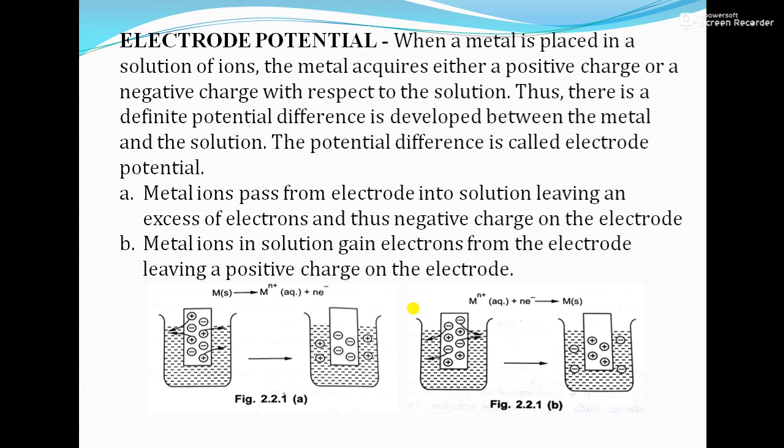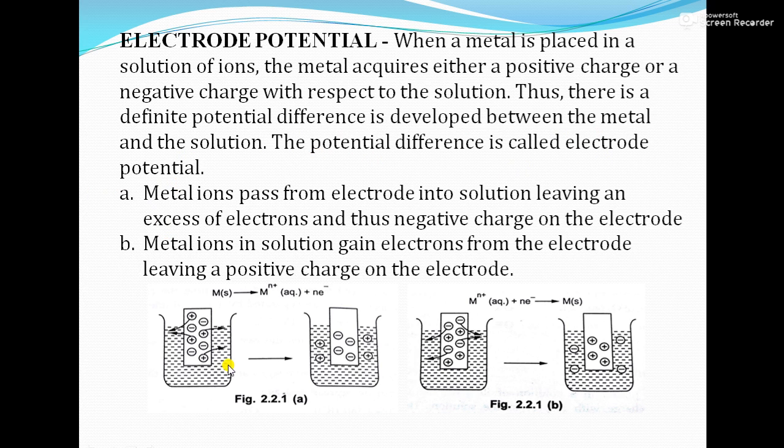Then next is electrode potential. Electrode potential is nothing but the electrical double layer generated at the surface between the metal and the solution. So you can see the definition. When a metal is placed in a solution of ions, the metal acquires either a positive charge or a negative charge with respect to the solution. Thus, a definite potential difference is developed between the metal and the solution. This potential difference is called electrode potential.